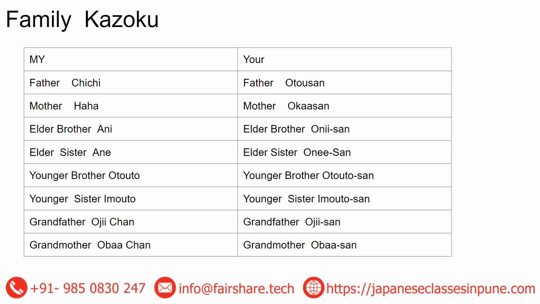So Oka-san. My elder brother is Ani. Ani. Someone else's elder brother is Oni-san. My elder sister, Ane. Someone else's elder sister is One-san, and not Oni again, it's One. One-san. My younger brother is Ototo. Again, the O sound has to be stretched. Someone else's younger brother is Ototo-san.